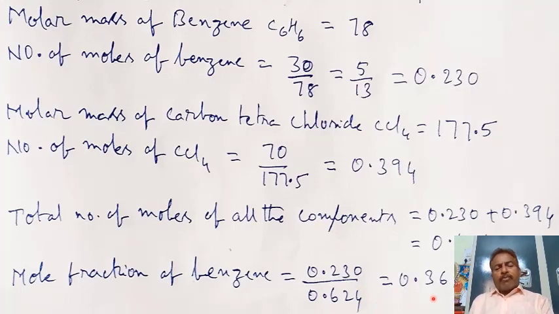So how do we find the mole fraction of carbon tetrachloride? In any solution, the sum of the mole fractions of all the components in a mixture is 1. Therefore, here two components are there, one is benzene and one is CCl4. So 1 minus the mole fraction of benzene gives you the mole fraction of CCl4.